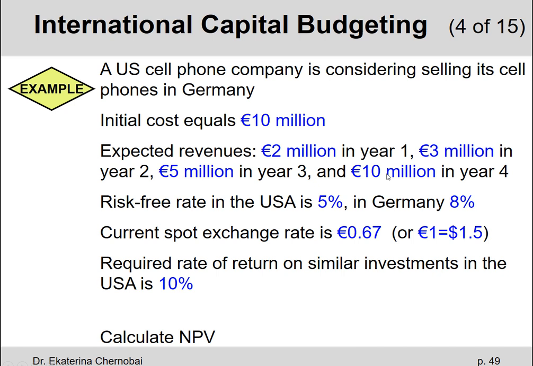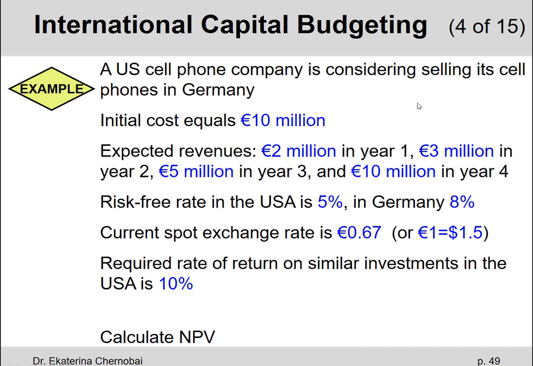Let's look at the following example. A US cell phone company is considering selling its cell phones in Germany. The initial cost of this cell phone project in Germany would be 10 million euros. Notice how it's denominated in euros rather than in dollars. And that's kind of the whole point of this overseas project valuation. Everything starts with a foreign currency.